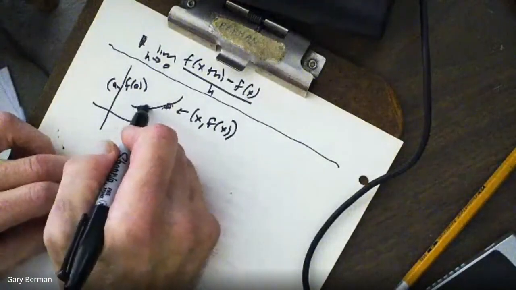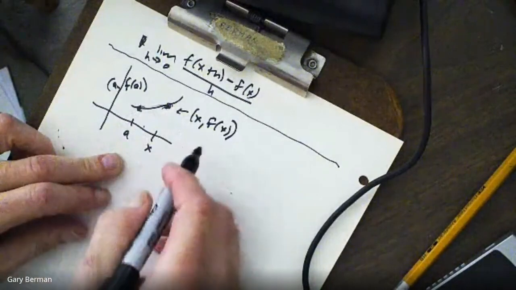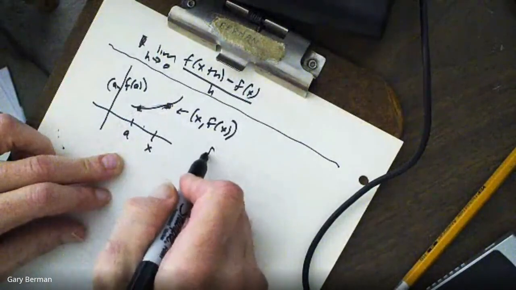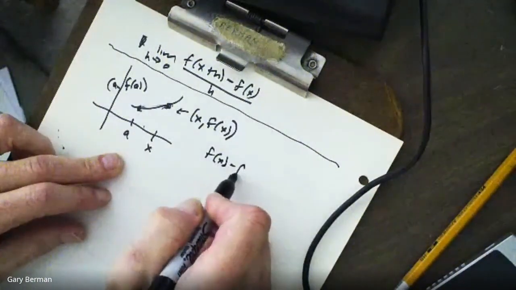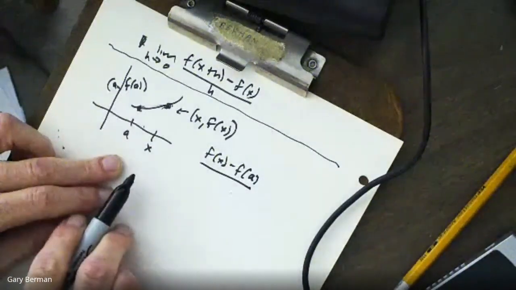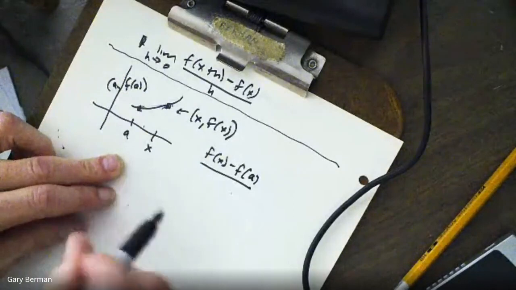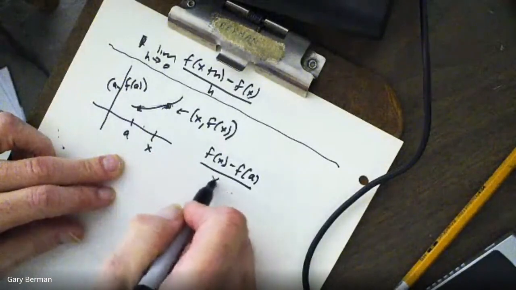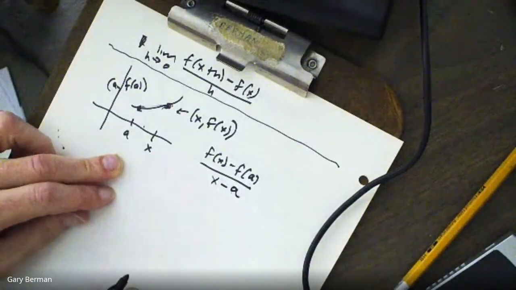Now, if we draw in the secant line, we need the change in y. Well, the change in y is f of x minus f of a, divided by the change in x, which is x minus a.